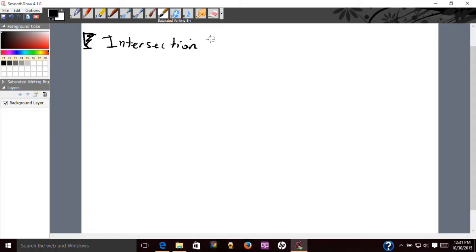Okay, so the intersection, and the symbol for the intersection is this, an upside down horseshoe. And the way that I like to remember this is N, intersection N, A and B. So to literally read this, we say A intersection B or A and B.